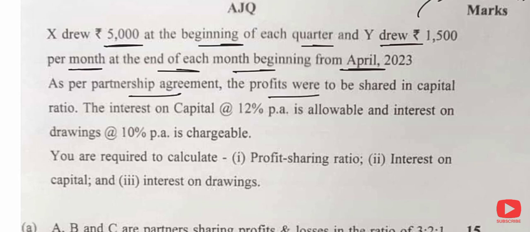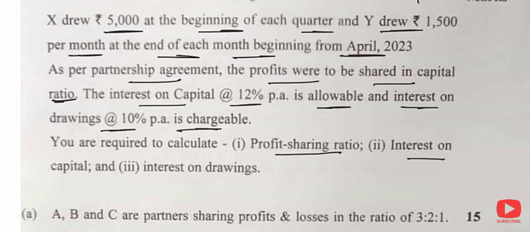As per partnership agreement, profits were to be shared in capital ratio. Effective capital, you have to calculate that. Interest on capital at 12% per annum is allowable. Interest on drawings at 10% per annum is chargeable. Clear? Calculate profit sharing ratio, interest on capital and interest on drawings.